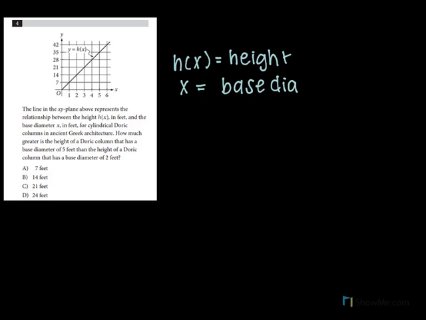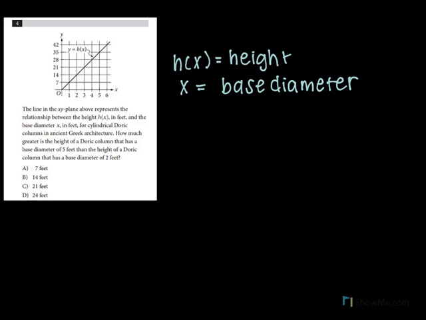Okay, so to solve this problem, we're given that the height in feet, so h of x is the height, while the base diameter is x. So x is the base diameter. So the question's asking how much greater is the height of the Doric column that has a base diameter of 5 feet than the height of the Doric column that has a base diameter of 2 feet.